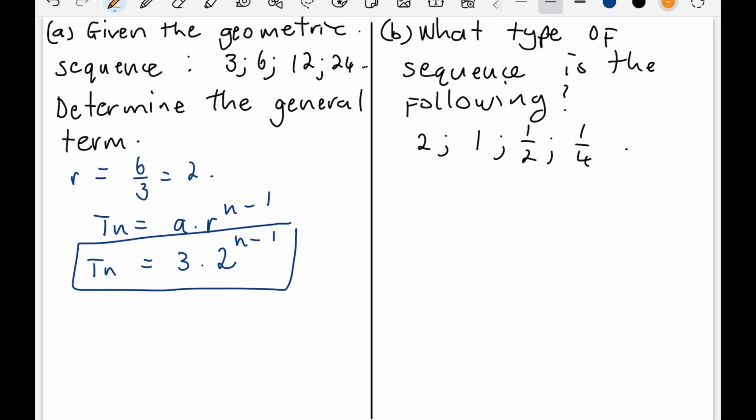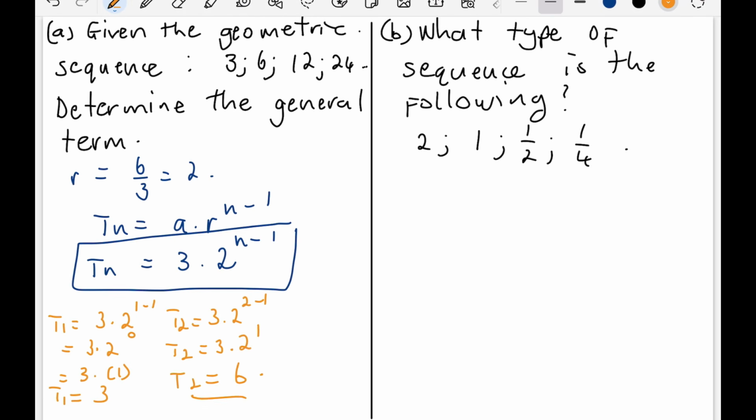And if it's your first time seeing this, it might be a bit weird, but if you test it out, it actually works. See, term 1 would be 3 times 2 to the power of 1 minus 1, which is 3 times 2 to the power of 0. But remember, any number to the power of 0 is just 1. So term 1 is 3. Term 2 is 3 times 2 to the power of 2 minus 1, which means term 2 is 3 times 2 to the 1, which means term 2 is 6. And as you can see, term 1 is indeed 3 and term 2 is indeed 6.